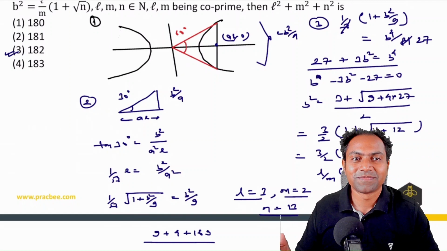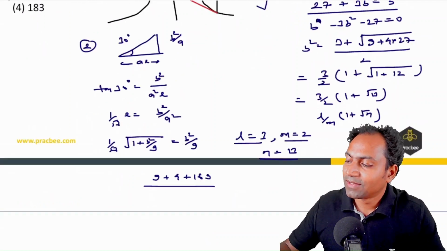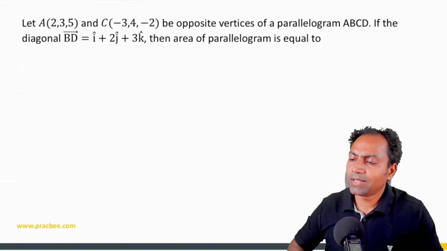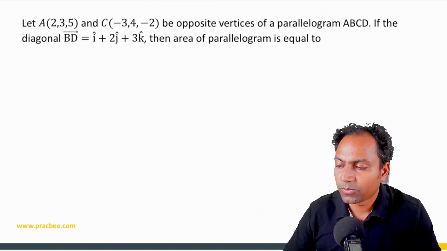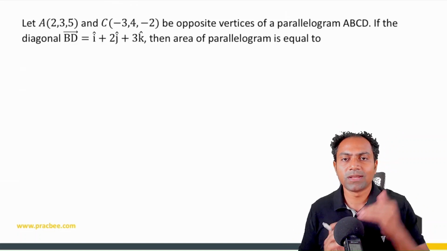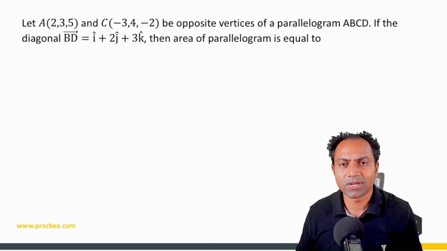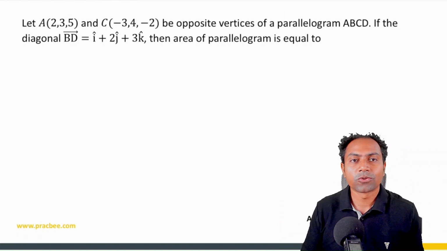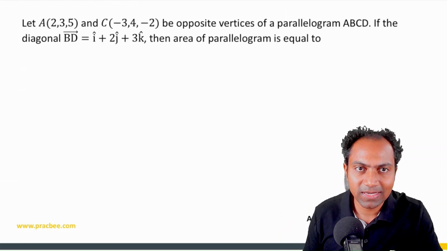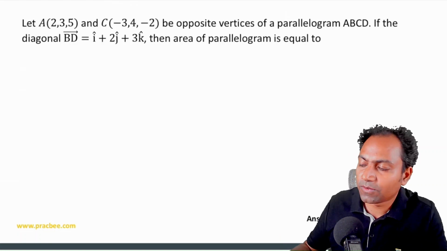Now if I look towards the next question, it talks about a point A that is 2, 3, 5, a point C that is... now you can see that we have finished the questions which were based on coordinate geometry. Earlier there was only one question based on algebra, and now we are slowly moving towards the questions that are based on vectors. And in this vector based question, they are saying there are opposite vertices of a parallelogram ABCD.